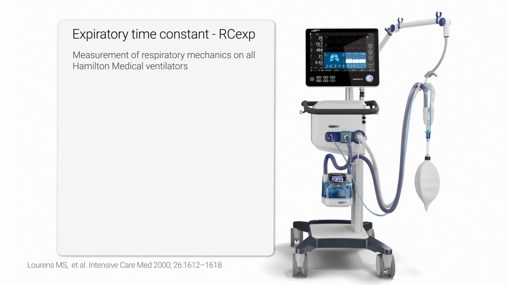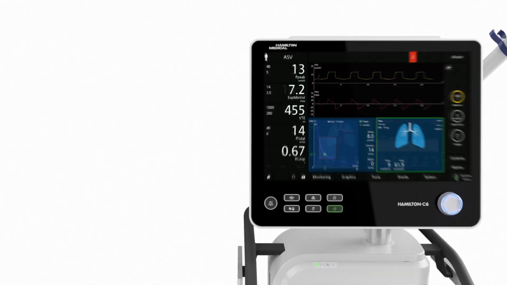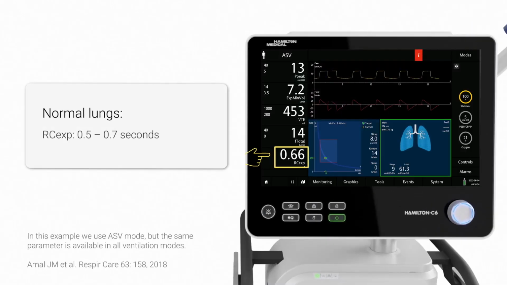RC-EXP is a measurement on all Hamilton Medical ventilators, which is made on the expiratory portion of the flow volume loop. It is a reliable measurement in both passive and spontaneously breathing patients. In a normal lung, RC-EXP is normally between 0.5 and 0.7 seconds for adult patients.